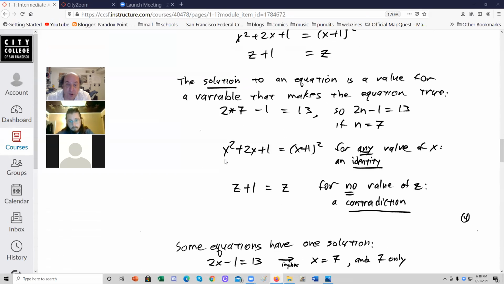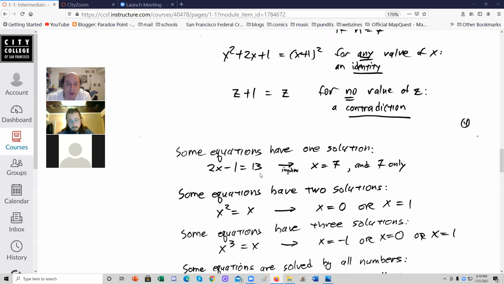Now here, this is an equation, x squared plus 2x plus 1 equals (x plus 1) all squared. That's true for any value of x. This is called an identity. These expressions are identical. Here, however, on the other hand, z plus 1 equals z, that's an equation which is true for no value of z. That's called a contradiction.